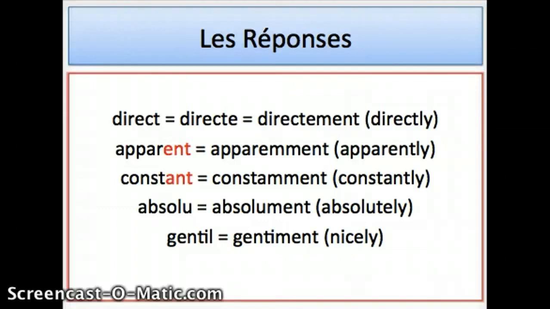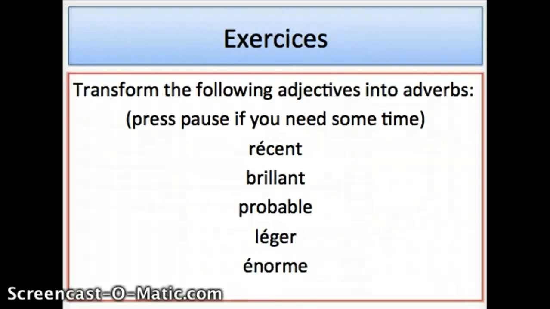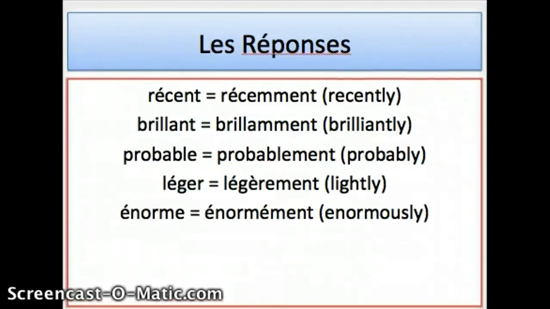Okay, so if you're ready, I'm going to give you one more little set of exercises. Here we go. Transform the following adjectives into adverbs, and go on and press pause now if you need some time. Okay, voilà les réponses. So récent becomes récemment. See, it ends in ENT. Replace it with EMMENT. Récemment, recently. Brillant, brillamment, brilliantly. Probable, probablement, probably. That's one of those that already ends in an E in its masculine form as an adjective.